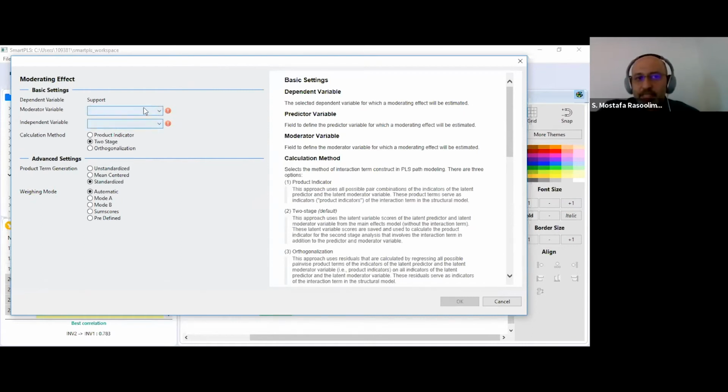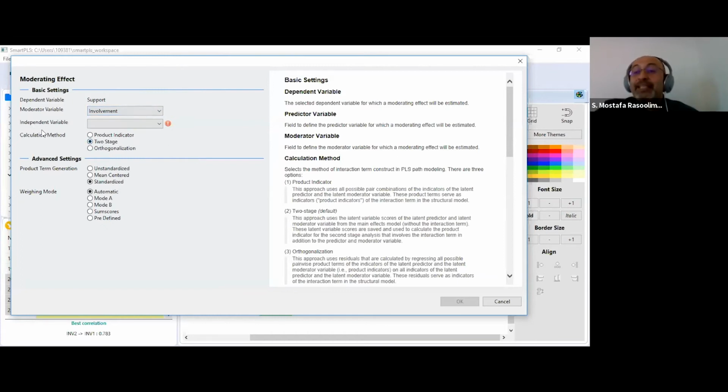There are two different boxes here. First one is moderator. You have to select your moderator. When you click on this tab, you can see this variable. What's your moderator? Involvement. Okay, so click on involvement.